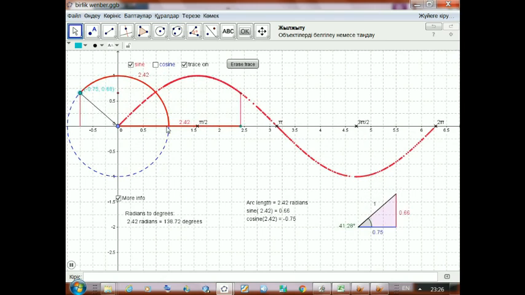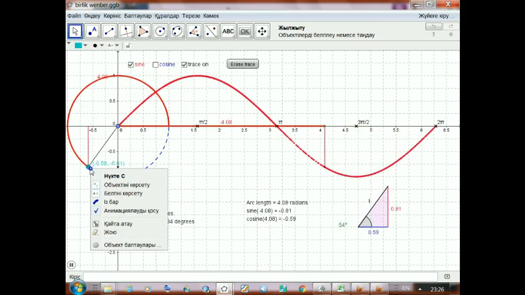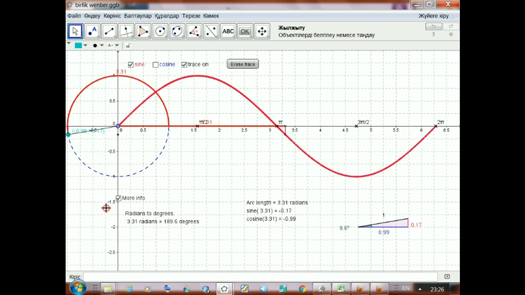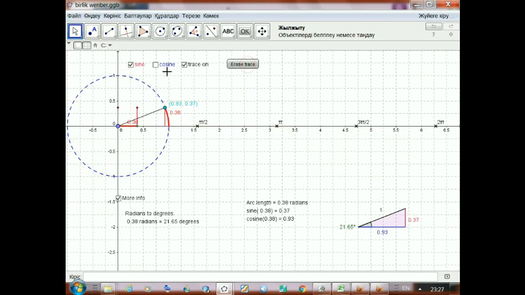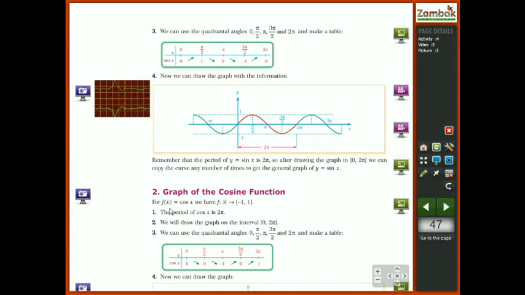Okay, now, stop this. I think it's easy, yeah? The next topic will be about the graph of the cosine function.